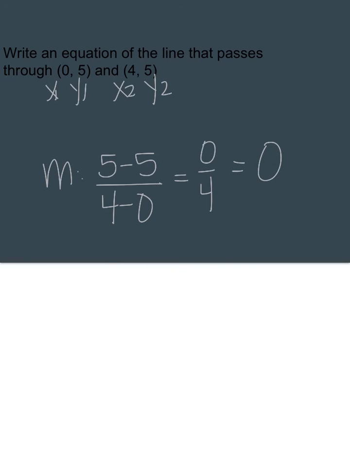So think about what you know from the first part of the chapter about a slope that equals 0. It's a horizontal line. If you notice here, both of these y's are the same. So the equation of this line would be y equals 5.